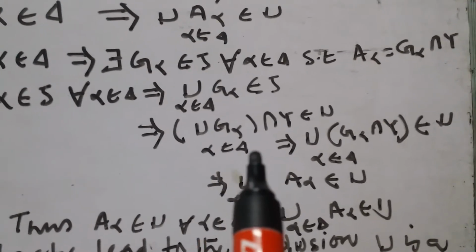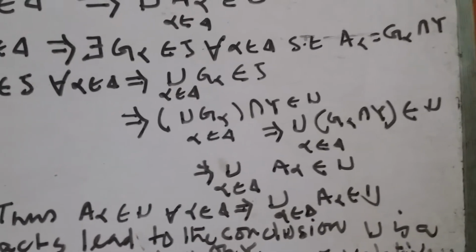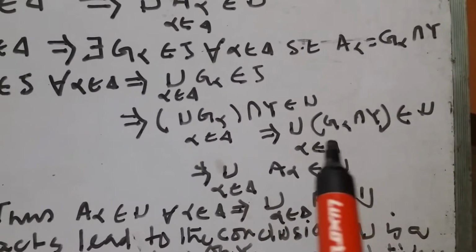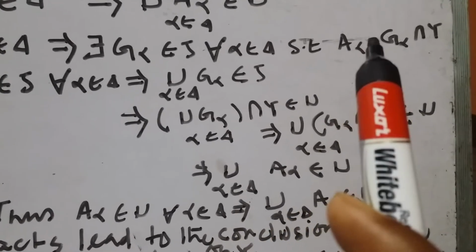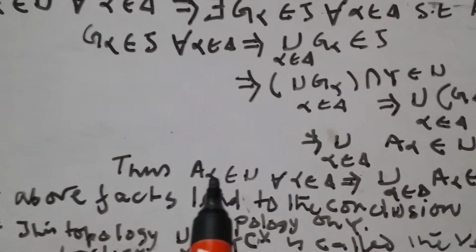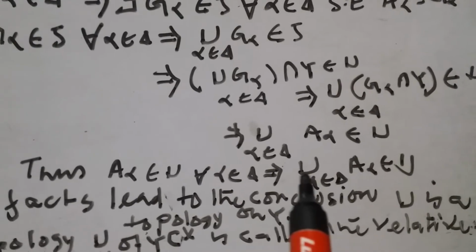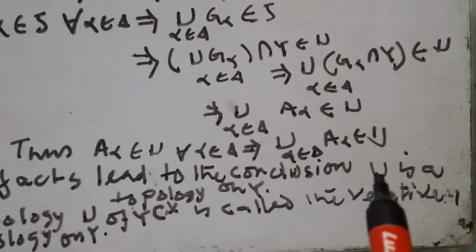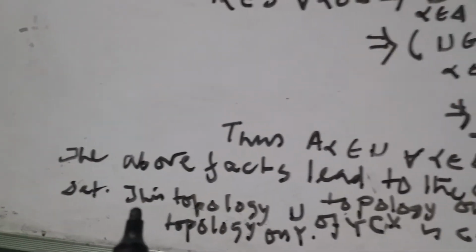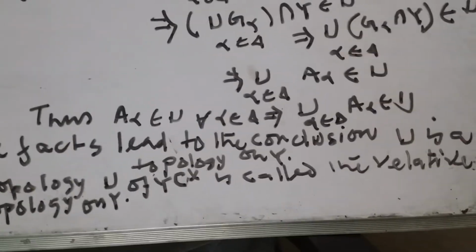Now, for alpha belongs to delta, the union of this belongs to U. Thus A alpha belongs to U for alpha belongs to delta, and the union over alpha belongs to delta of A alpha belongs to U. The above facts lead to the conclusion that U is a topology on Y. This topology U is called the relative topology.